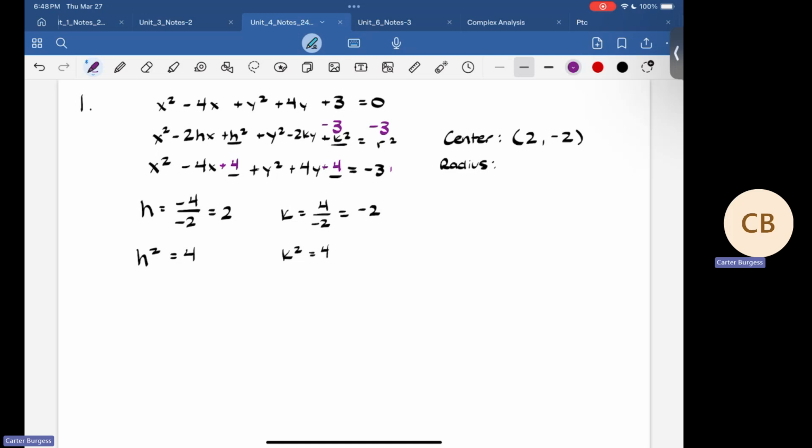Now, if I'm adding something to the left-hand side, I also have to make sure that I'm adding to the right-hand side, which tells me on my right-hand side that I have 5. Now, we know that that right-hand side is r squared, and so we can deduce then that the radius is going to be the square root of 5.